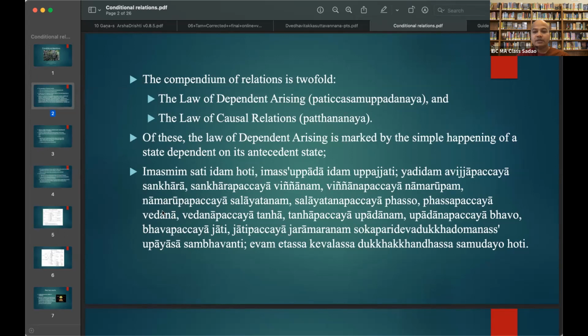And then you have yadidam avijjaya tveva nirodha sankhara nirodho, sankhara nirodha vinnana nirodho. So in this way, one is when this is, that is; with the arising of this, that arises. When this is not, that is not. So the causal connection is very clear, as it is expressed here, on its antecedent state. Okay? When there is A, there is B. When there is no A, there is no B. So it is in this way that this particular samuppada is explained.